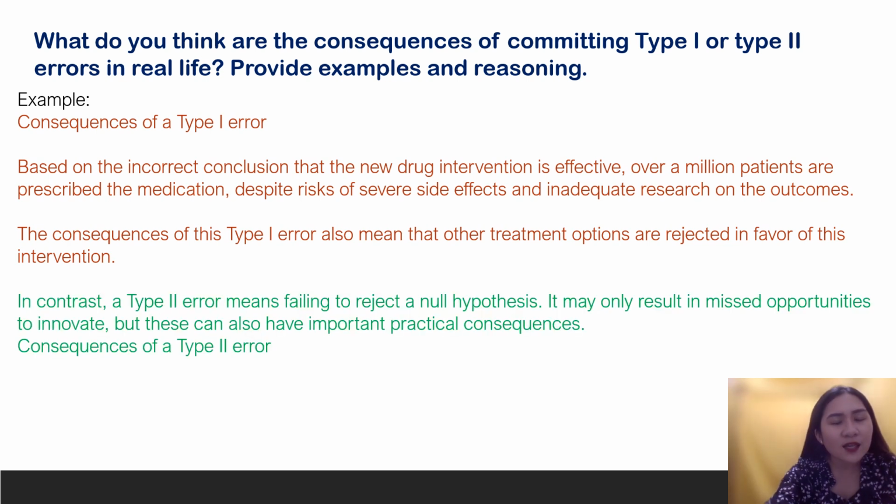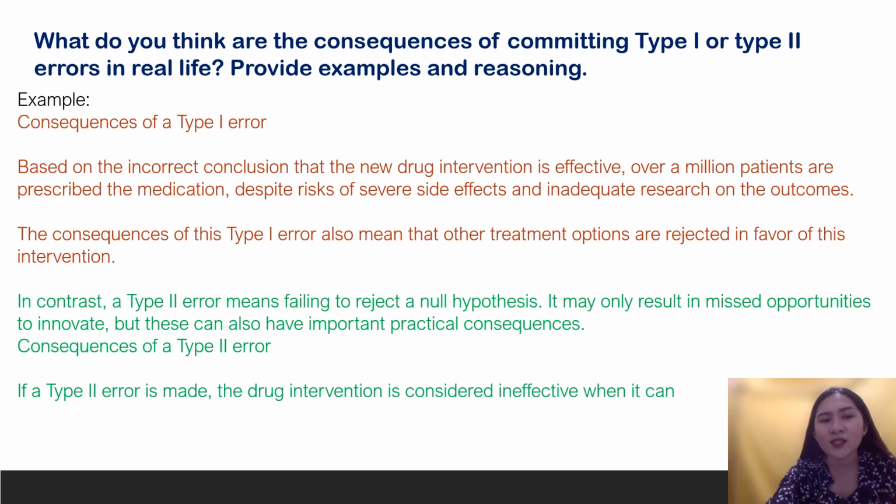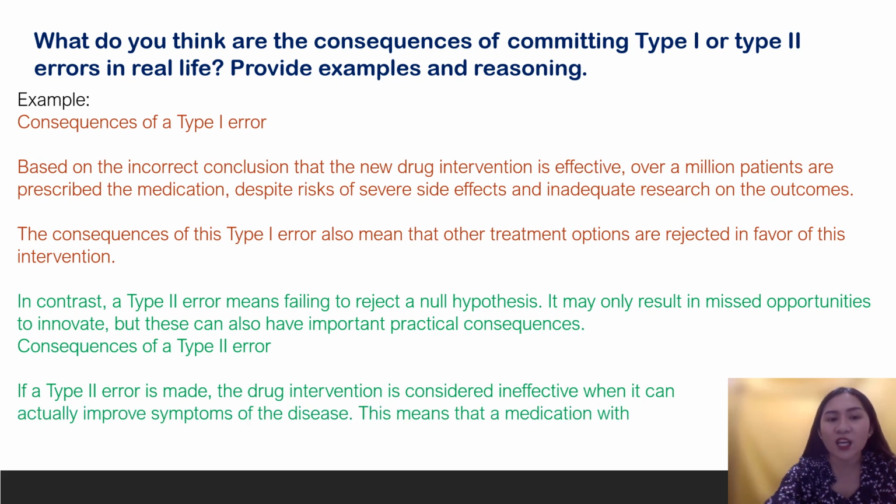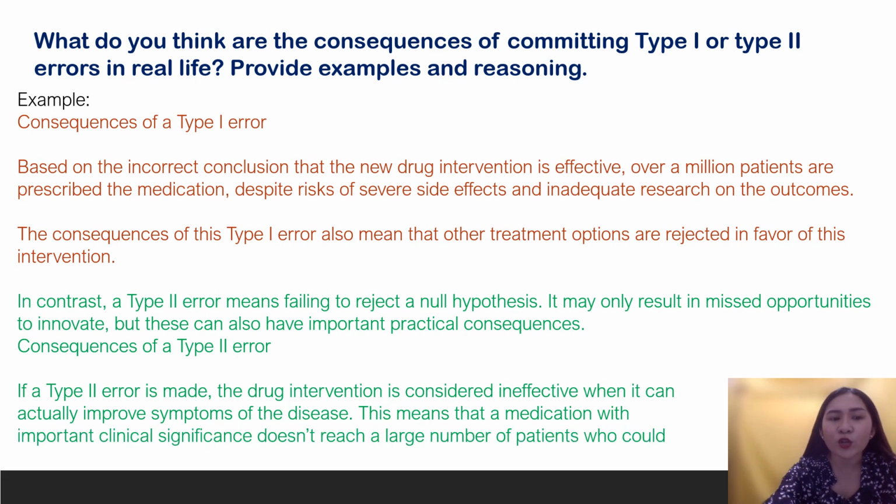Now, in contrast, committing a type 2 error means failing to reject a null hypothesis. It may only result in missed opportunities to innovate, but these can also have important practical consequences in reality. The consequence of a type 2 error is that the drug intervention is considered ineffective when it can actually improve symptoms of the disease. This means that a medication with important clinical significance doesn't reach a large number of patients who could tangibly benefit from it.